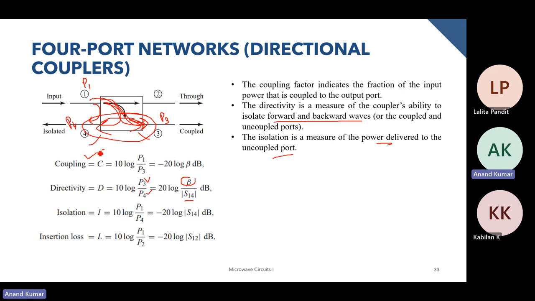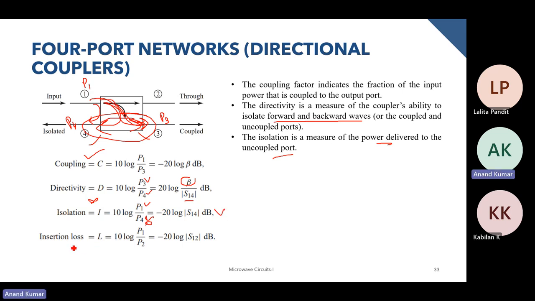Whatever power is sent to this uncoupled port is given by the isolation. So isolation should be high for a coupler to be working well. To have a good coupler, this P1 by P4 gives you the ratio. So if this P4 is zero, that is, no power is received, then the isolation becomes infinite.